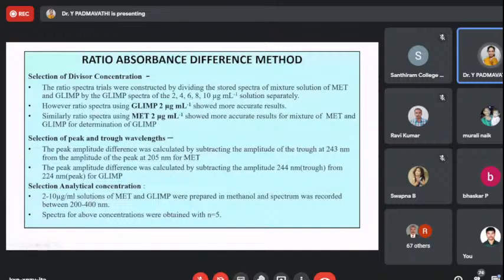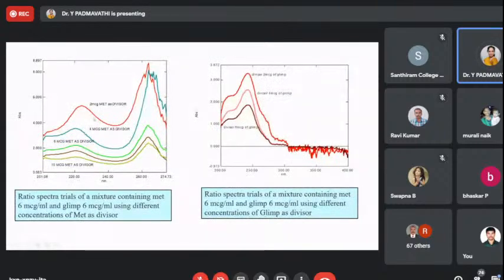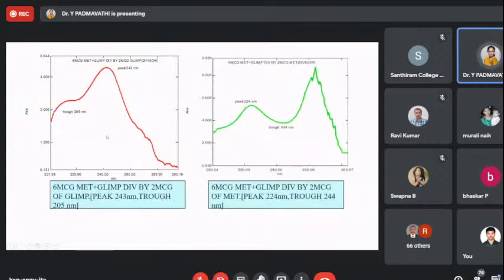So this is just a trial for the mixture. You can see we started with 2 micrograms as a divisor. This is metformin and glimepiride. So for analysis of glimepiride, I used metformin as a divisor. As I said, for analysis of metformin, I used glimepiride as a divisor. So you can see. Now the next point: I had to select the 2 wavelengths for calculation of amplitude. Usually amplitude is the height of the wave vector. Here I can say height of the peak.